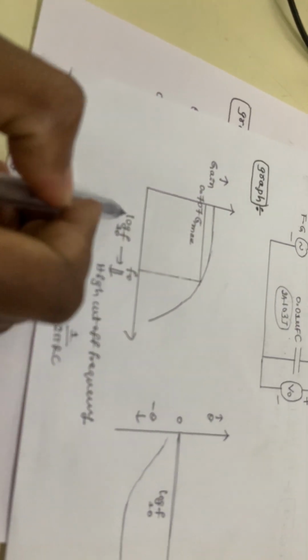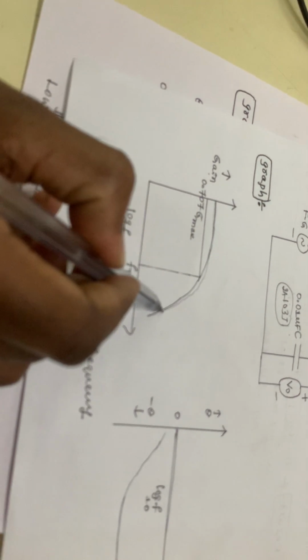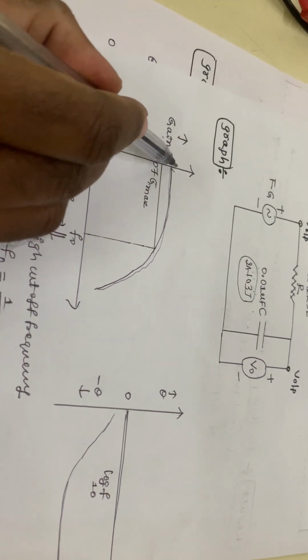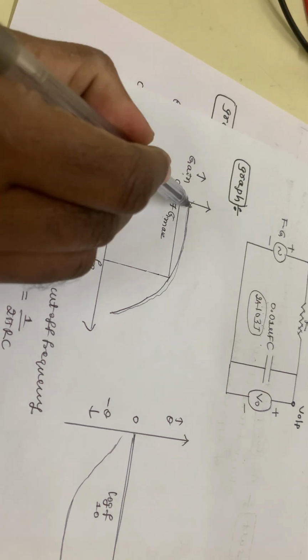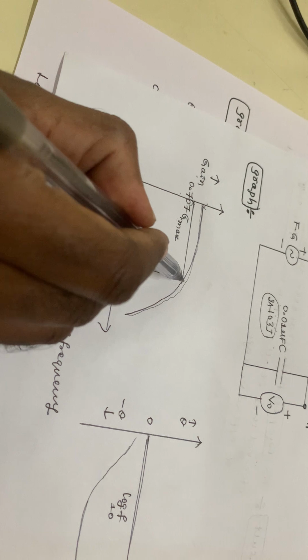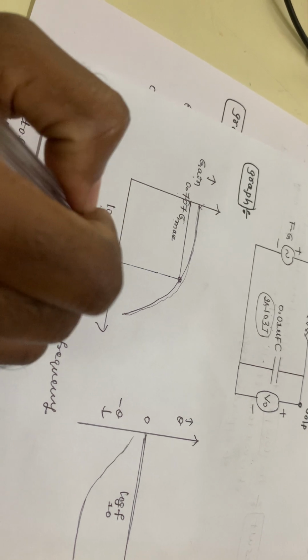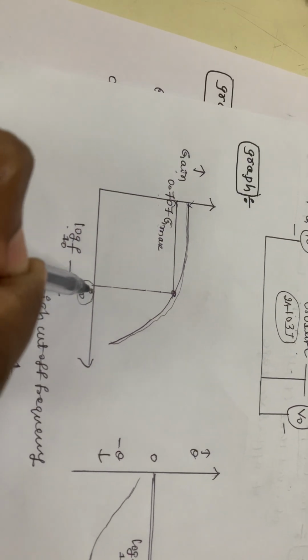Once you draw the curve, log f versus gain you have to take, and the curve will come like this. This is the maximum gain. You have to multiply the maximum gain by 0.707. This intersection point you have to extrapolate like this. Wherever it intersects, you extrapolate to the x-axis, and that is the high cutoff frequency.